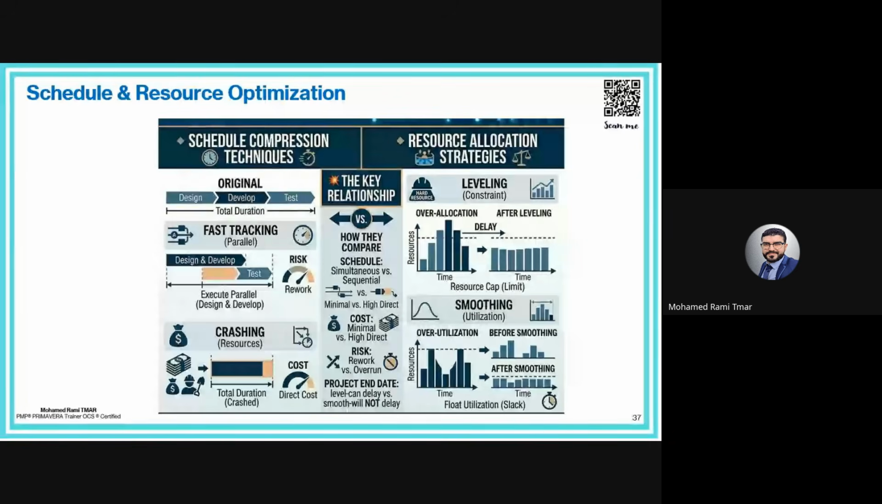So to optimize the project duration, we use the techniques of schedule compression, which are fast tracking and crashing. And to optimize the resource allocation, we use strategies like leveling and smoothing.